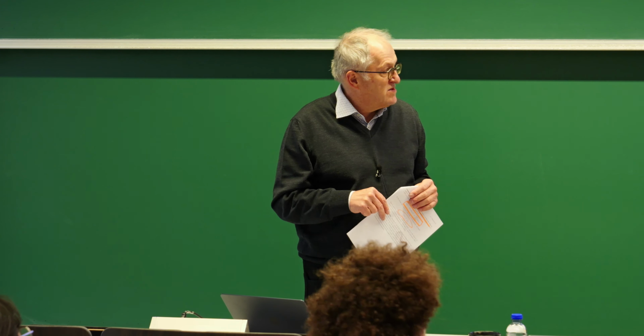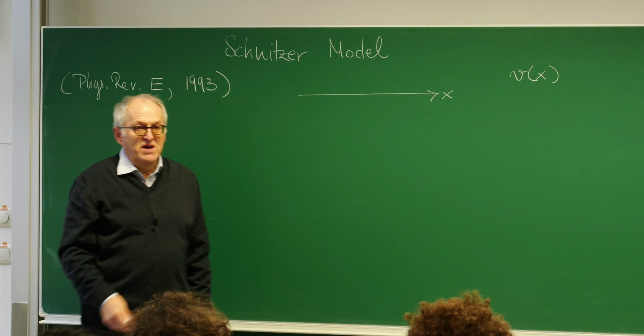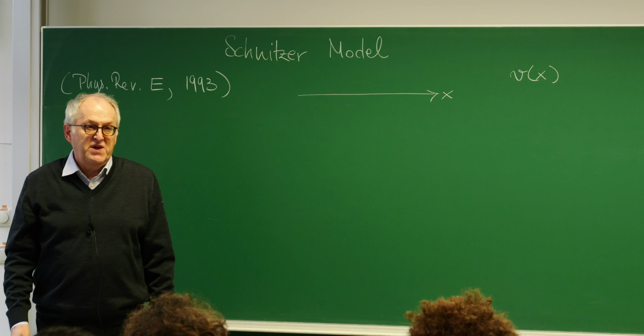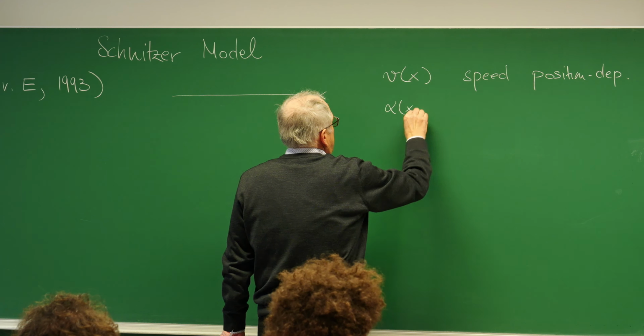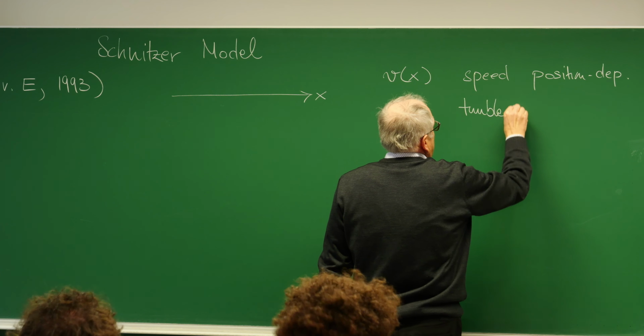We say we have particles, and they now not only move with a tumbling rate going back and forth that depends on space. Now you also have a speed that is position dependent. And on top of that, we still have a tumbling rate that's also space or position dependent.